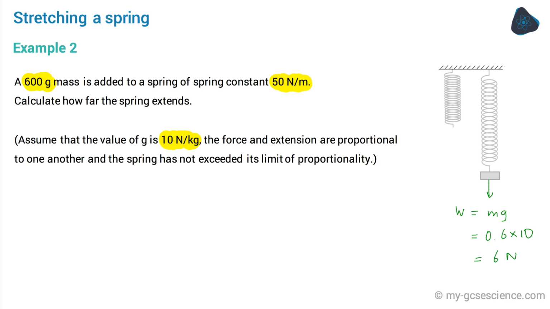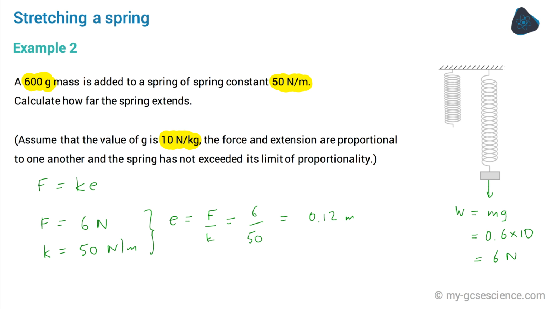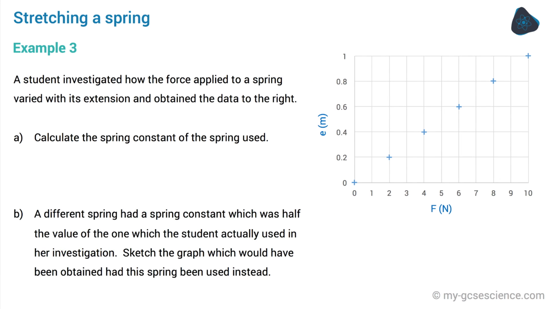If we then think about our equation F equals KE, we've just worked out that the force pulling the spring down has a value of 6 newtons. In the question we've been told that K equals 50 newtons per meter. So to work out E, we just have to rearrange the equation to give E equals F divided by K, which gives 6 divided by 50, which gives an extension of 0.12 meters or 12 centimeters. Have a look at this example now.